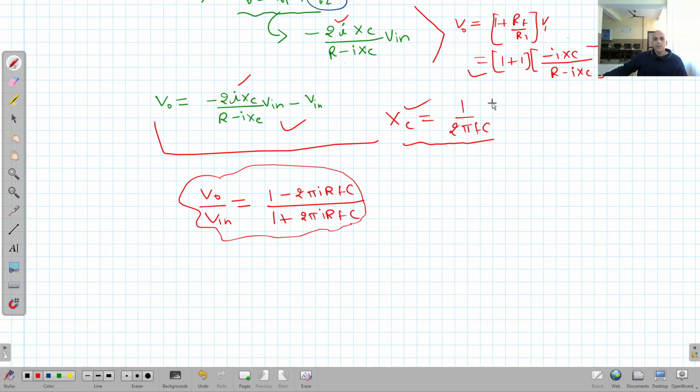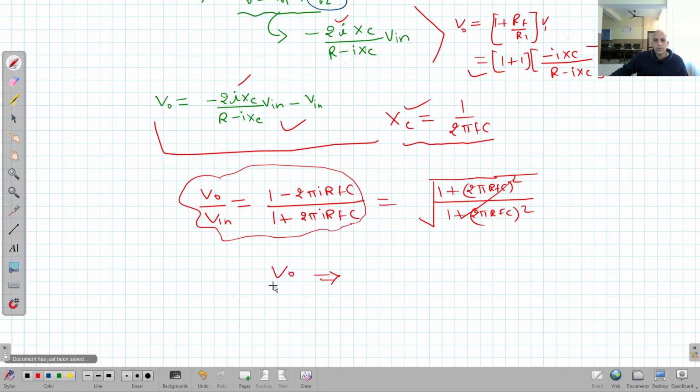You can do it. So when you take the magnitude of it, you can see magnitude of numerator divided by magnitude of denominator: the square root of 1 plus (2 pi RFC) square, divided by the square root of 1 plus (2 pi RFC) square, whole term under the root. This is the magnitude. So it got cancelled. Clear? So you got V output upon V input magnitude is equal to 1.